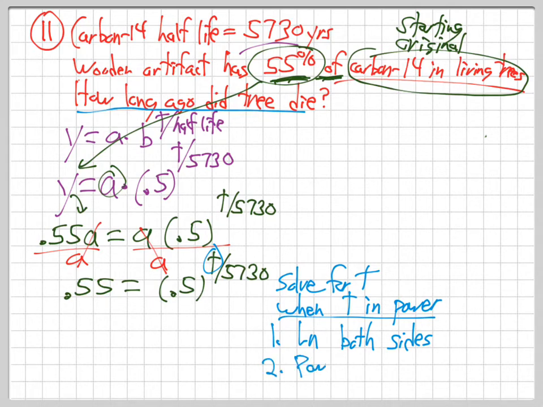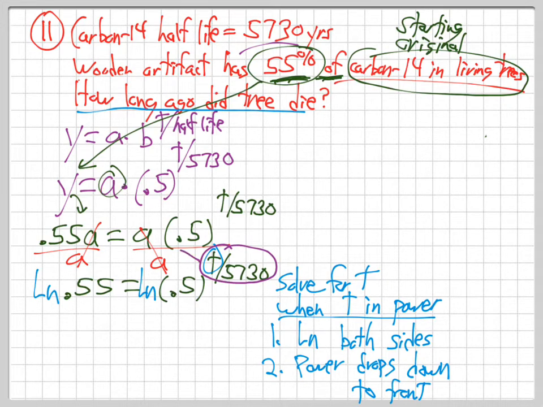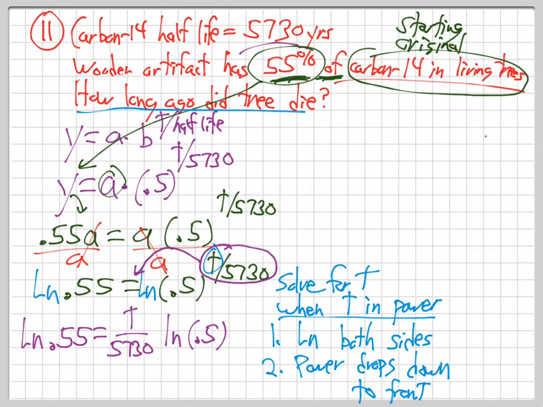And then step 2, the power drops down to the front. So I'm going to go ln on both sides, and then this entire power, the fraction, the T over 5730, will drop down. So I have ln of 0.55 equals T over 5730 times ln of 0.5. So we got the T out of power.